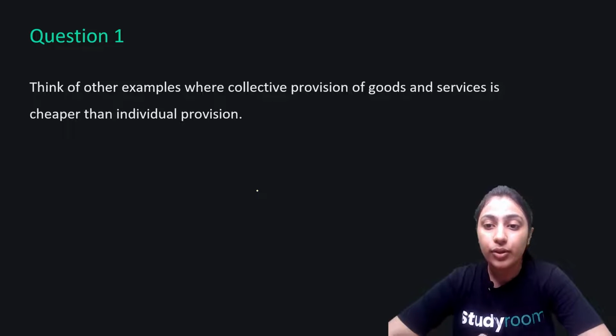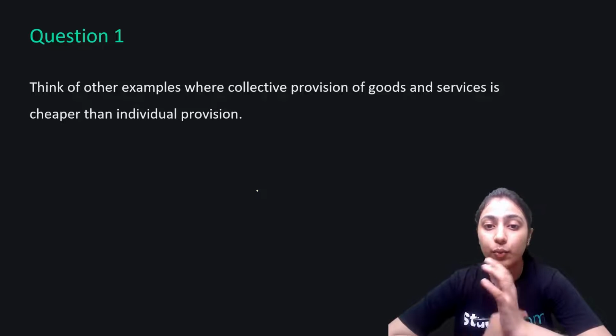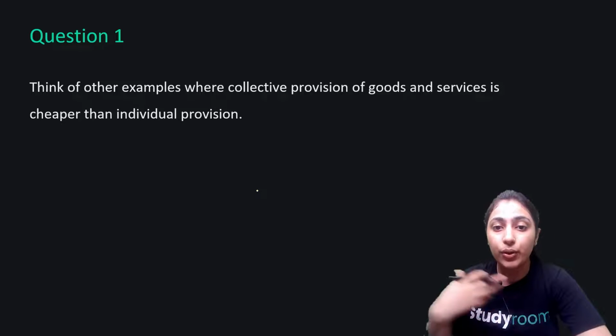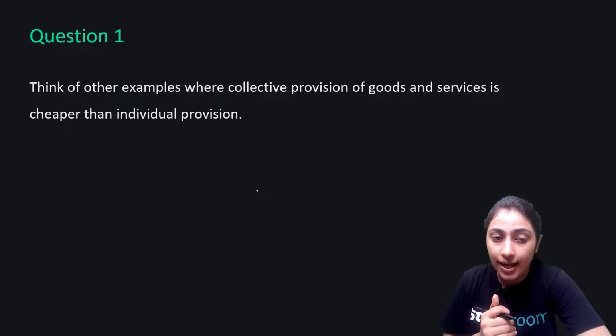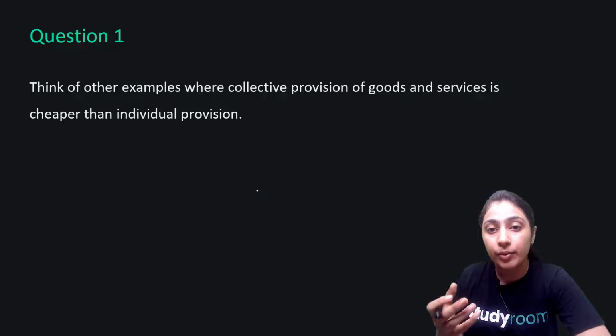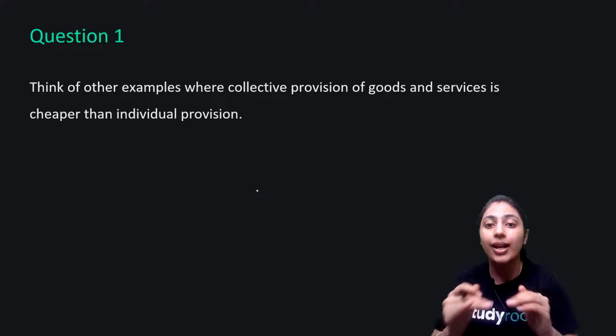Collective provision of goods and services. So basically what this means is that you need to provide an example where the cost is very less, and people are also earning up to that amount only and the things that they are spending on are less.